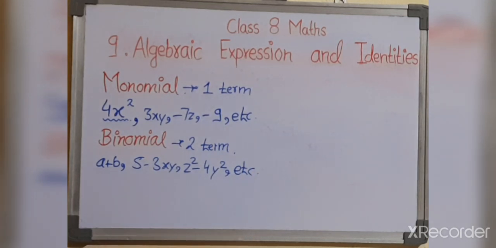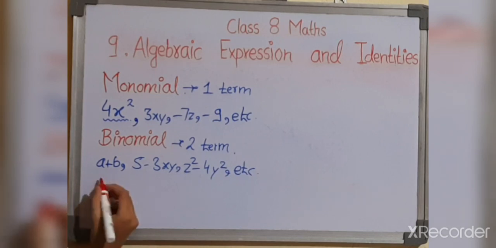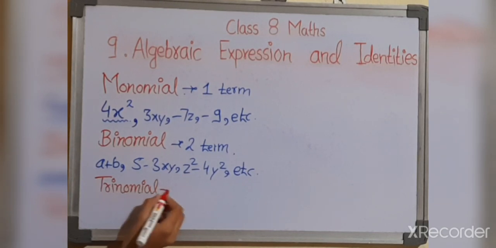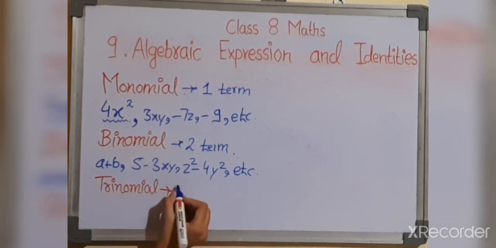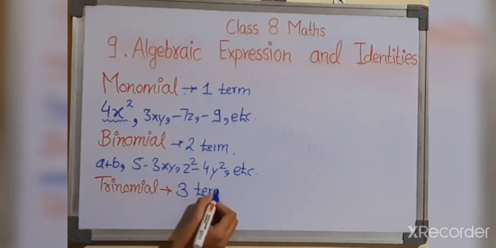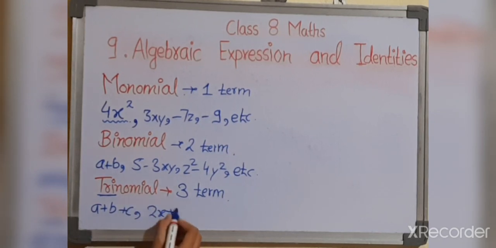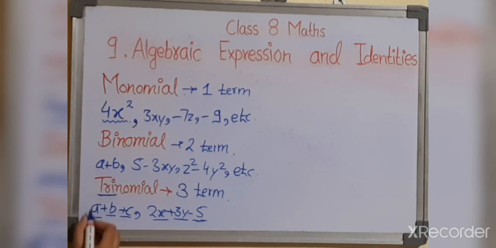Now let's see what is trinomial. Trinomial contains three terms. As the name itself is saying, tri means three. So trinomial contains three terms. So examples of trinomials are a plus b plus c, then 2x plus 3y minus 5. So these expressions are containing 1, 2, 3 terms. So trinomial contains 3 terms.